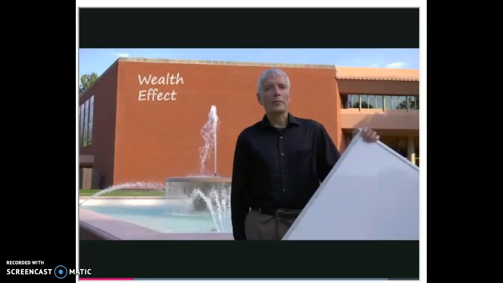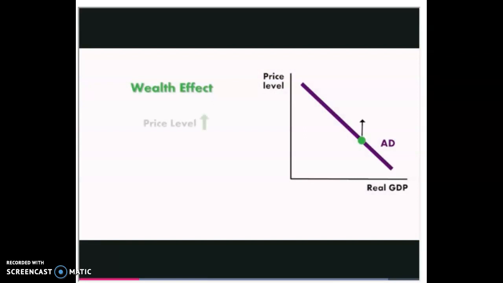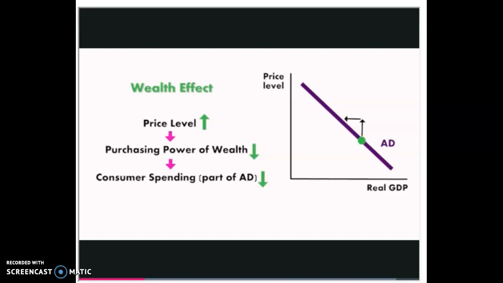The wealth effect comes from the influence of price level changes on the purchasing power of consumers' money. When the price level rises, any given amount of wealth will purchase fewer goods and services, so consumers feel less wealthy and decrease their spending. Since consumer spending is part of aggregate demand, this leads to a movement along the aggregate demand curve.